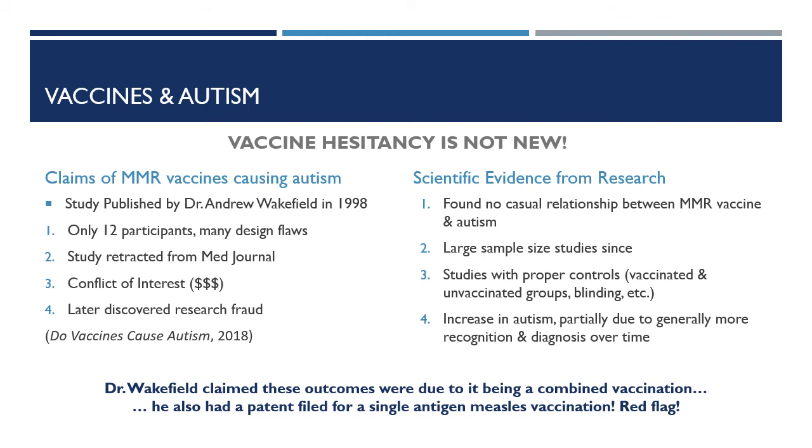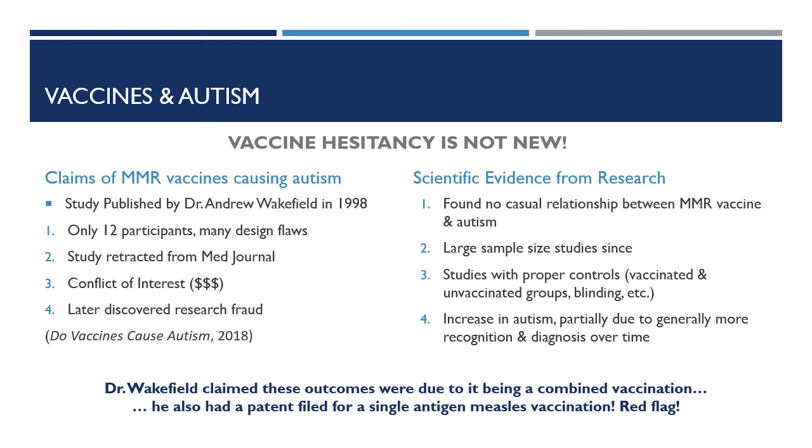There was a huge conflict of interest, seeing as he patented a single antigen measles vaccine himself and had all kinds of funding coming his way pushing for, well, a certain outcome. Upon further investigation, they even detected research fraud, where what he was reporting about his subjects did not hold true.